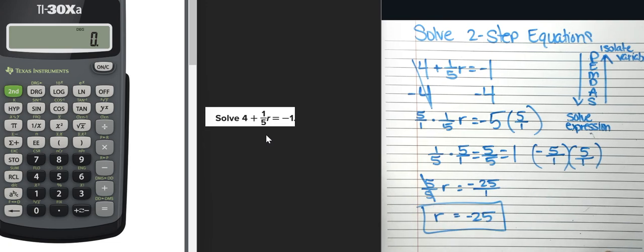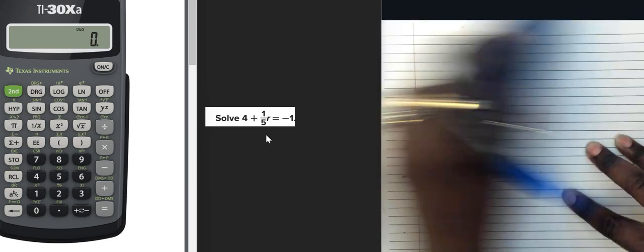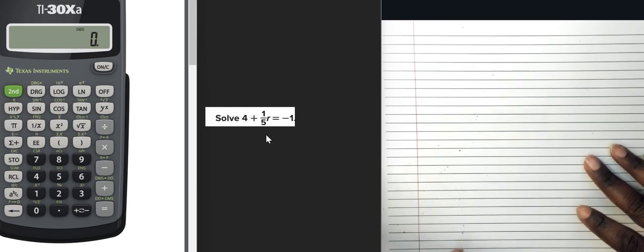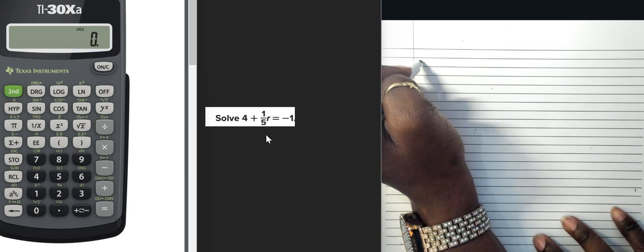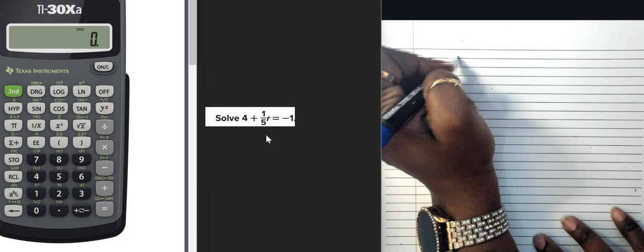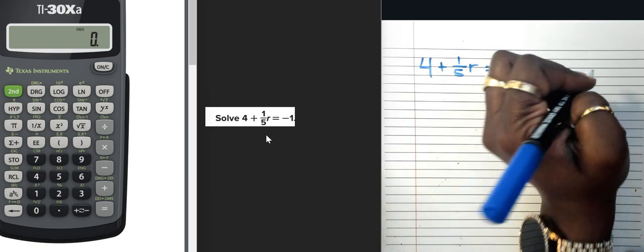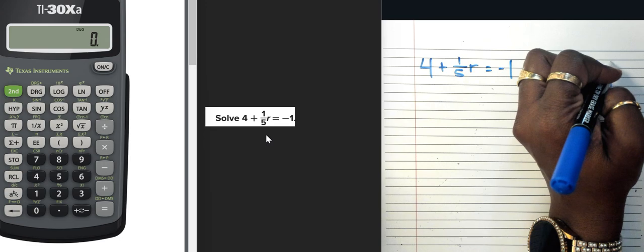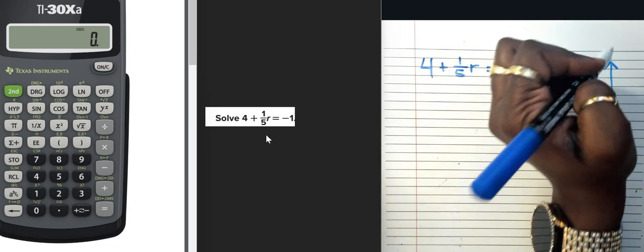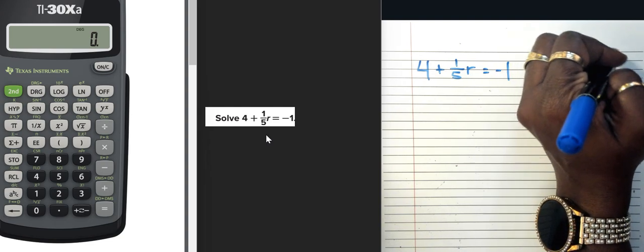Okay? So if you found that a bit challenging, then let me show you the other method on how I would solve this. Oh, I didn't clean this board off. All right, so we're going to look at the same problem. Second way that we can solve for this, we have 4 plus 1/5 r is equal to -1. Okay, and remember, we're going to still use PEMDAS, and we're going to use it in reverse order because we are trying to isolate the variable.